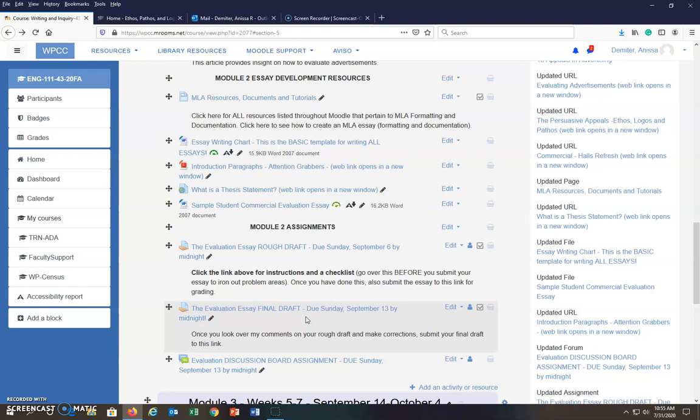However, if you've got corrections to make and you don't make those corrections, but you still submit just the same essay that you submitted for your rough draft, you're going to have more point deductions. So please make sure you always make corrections when you submit your final draft. Again, if you have any questions, please do not hesitate to contact me.